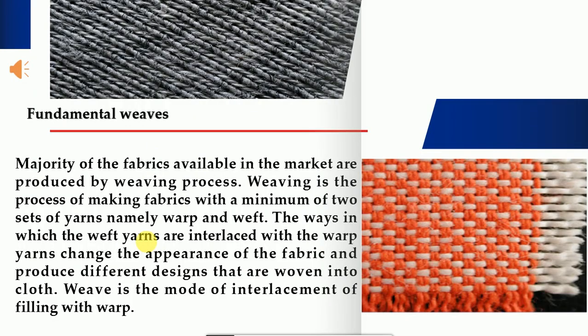Majority of the fabrics available in the market are produced by the weaving process. Weaving is the process of making fabrics with a minimum of two sets of yarns, namely warp and weft. The ways in which the weft yarns are interlaced with the warp yarns change the appearance of the fabric and produce different designs that are woven into cloth. Weave is the mode of interlacement of filling with warp.